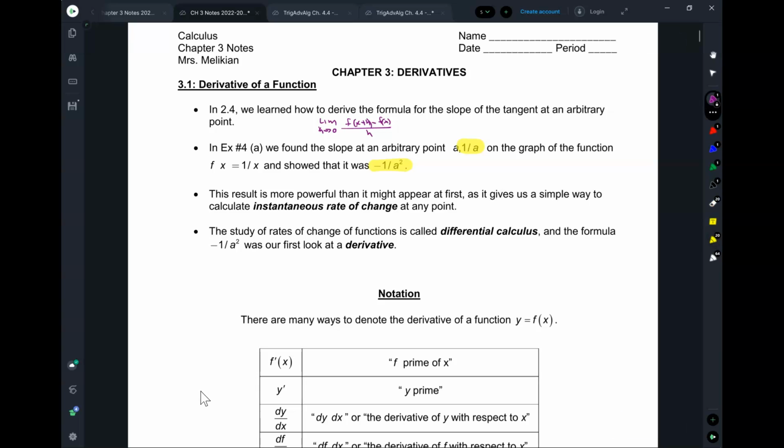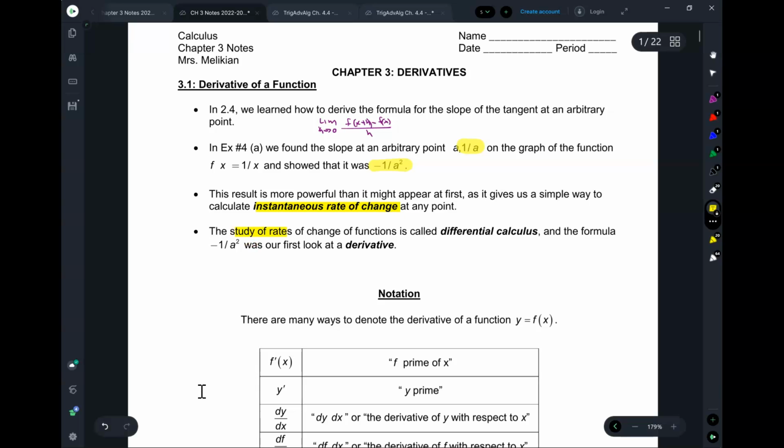What we did in chapter 2 is literally the basis of everything we do in calculus, because what we found there was the instantaneous rate of change at any point. So again, this term, instantaneous rate of change, and that formula in the purple, they have to be synonymous in your mind.